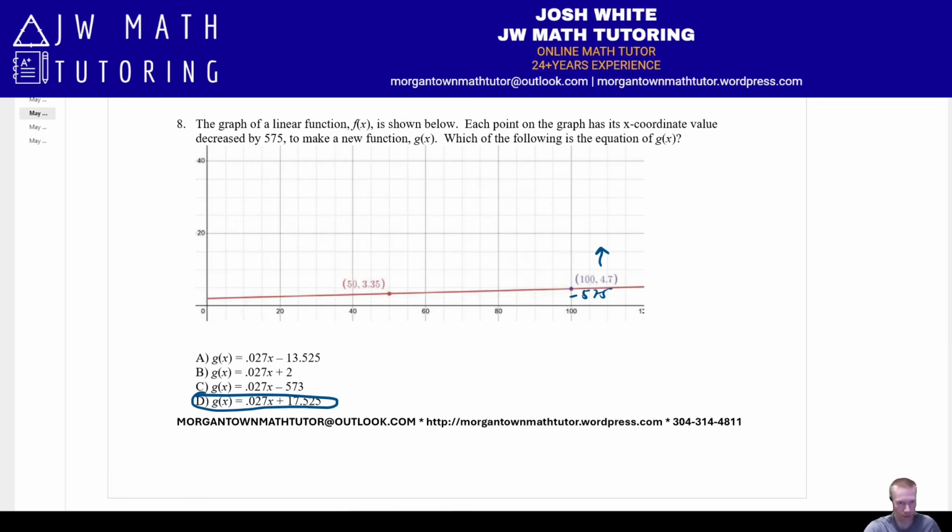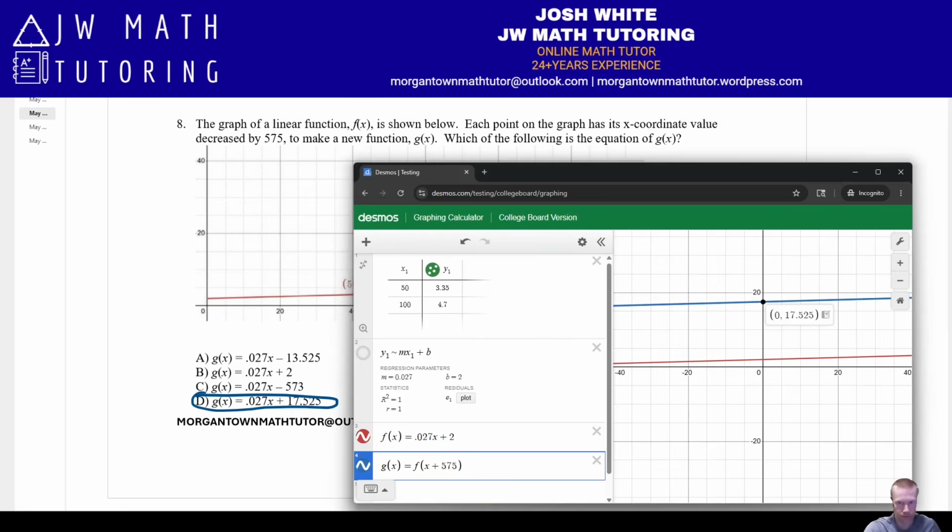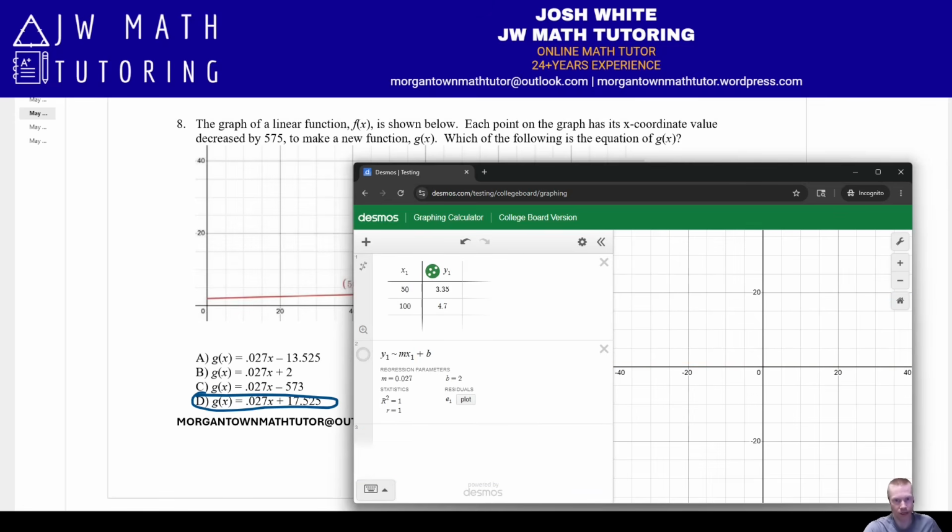0.027 for each of them. The only question is what happens to the y-intercept value. Once we do this translation, we can easily see it's 70.525, that's it. So that's one method. Alternate method in Desmos.